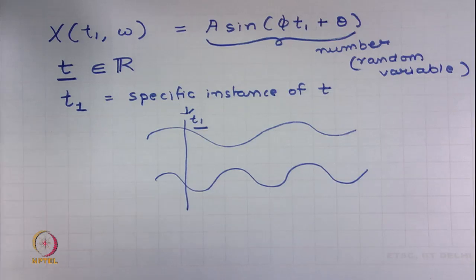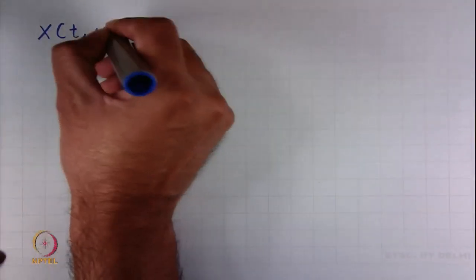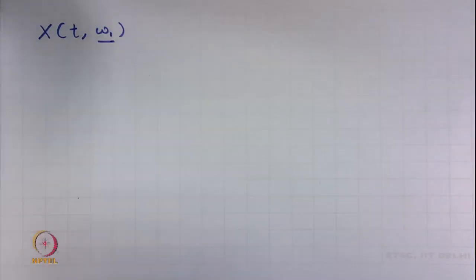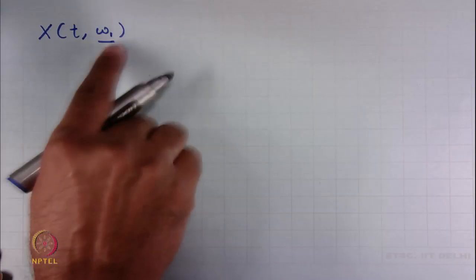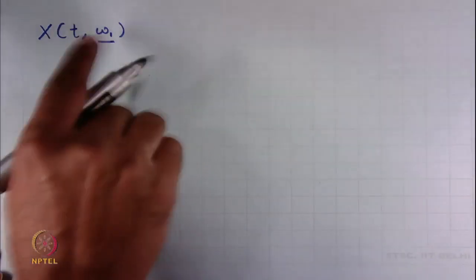Now, let me ask a different question. What happens if you evaluate or if you look at this random process at a specific outcome? So, now I have frozen omega. So, now I am looking at this random process at a specific outcome.